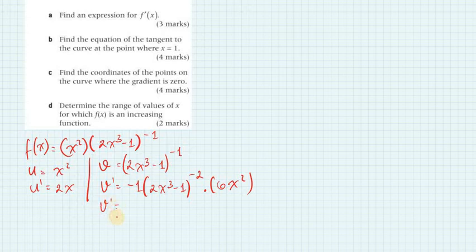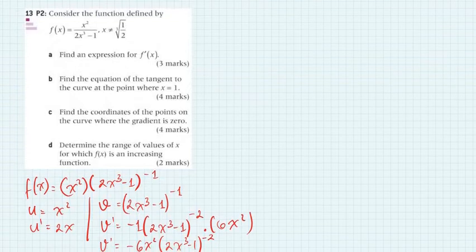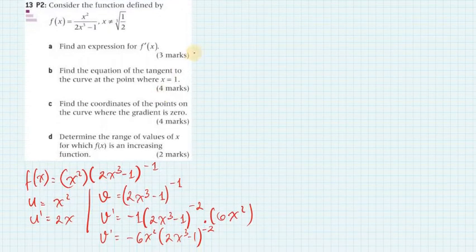v' equals negative 1 times 6x squared. We have negative 6x squared times (2x to the power of 3 minus 1) to the power of negative 2. So that is our u and our v calculation. Let's go back here. Now we can finally calculate our f'(x).